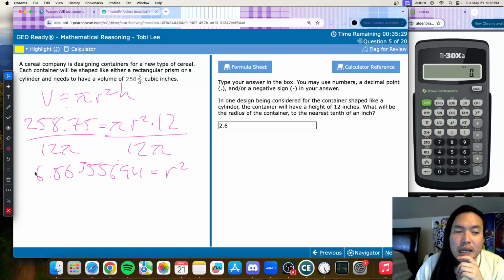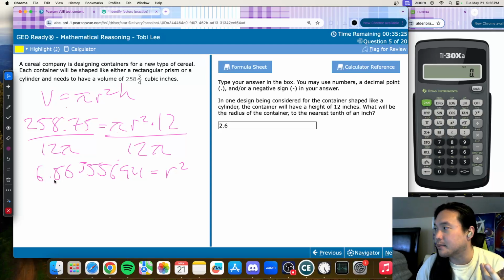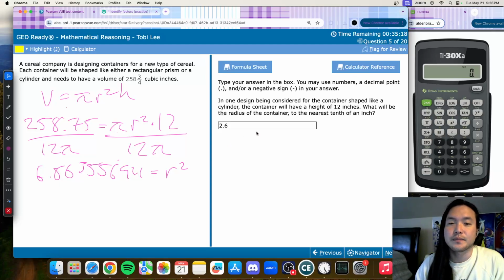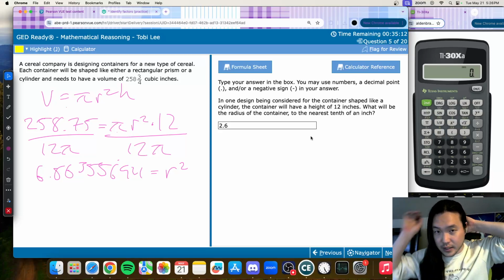And then here, again, I cannot take the square root of 6.863556 in any reasonable amount of time by hand. You just want to ask the calculator immediately to take the square root of that for you, right? And hopefully you have your calculator with you. Hopefully you're following along. Hopefully you're practicing all of this, right?